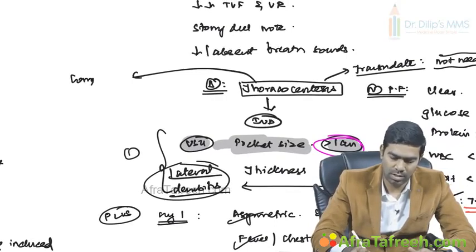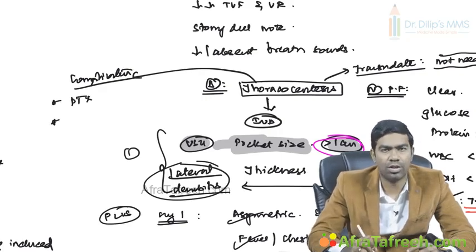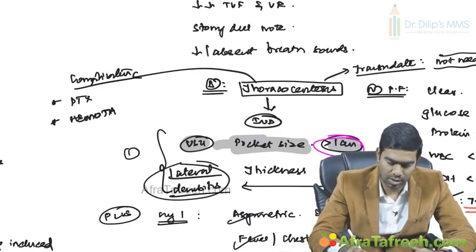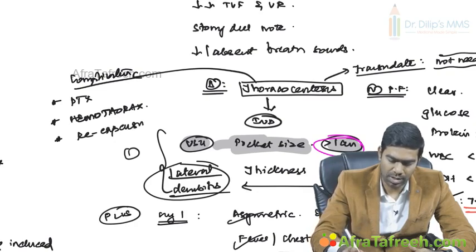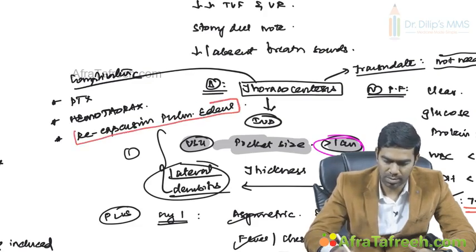So what are the complications? Complication number 1 is pneumothorax because of injury to the pleura and the lung. Second one is hemothorax, again due to iatrogenic trauma. Third, you have another one called re-expansion pulmonary edema. And they will definitely ask about this multiple times in your exam. Re-expansion pulmonary edema.